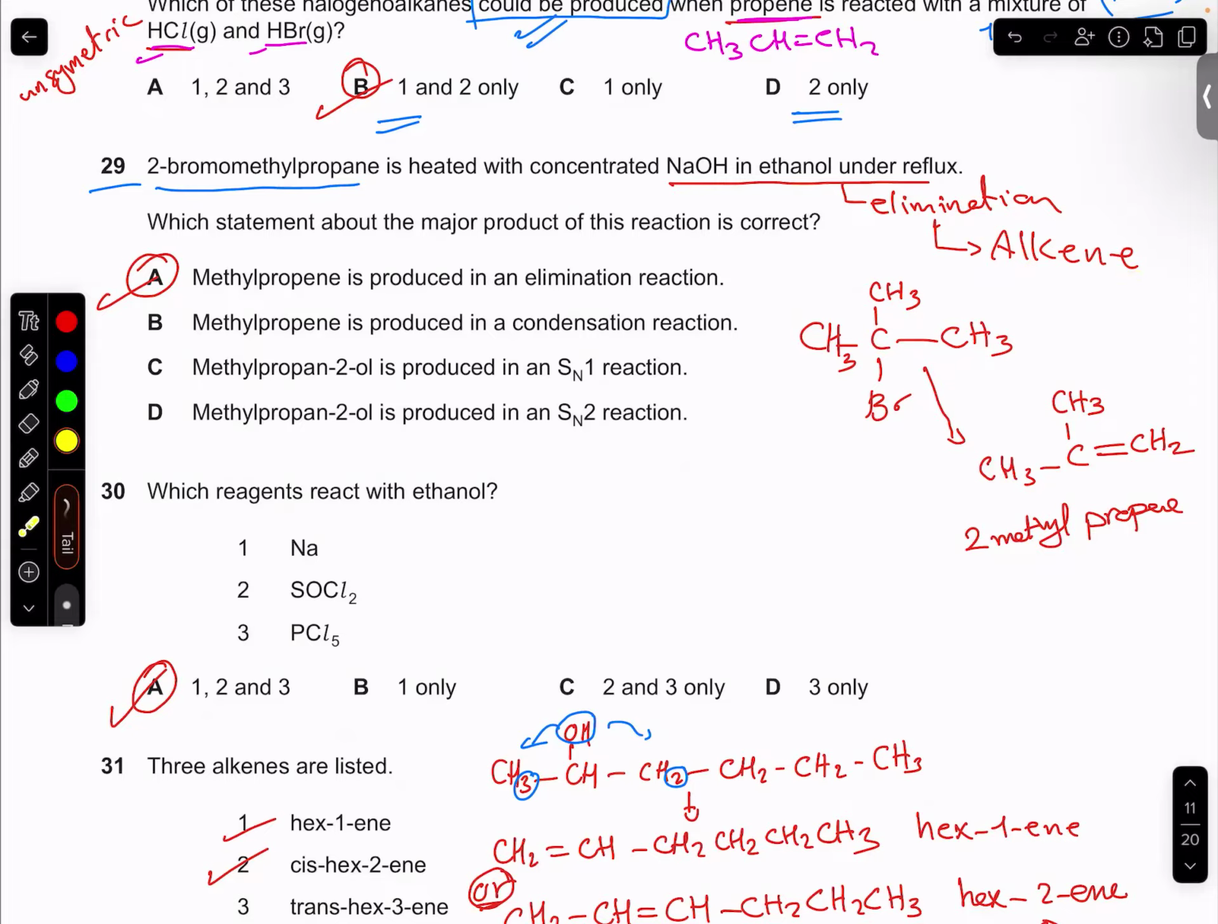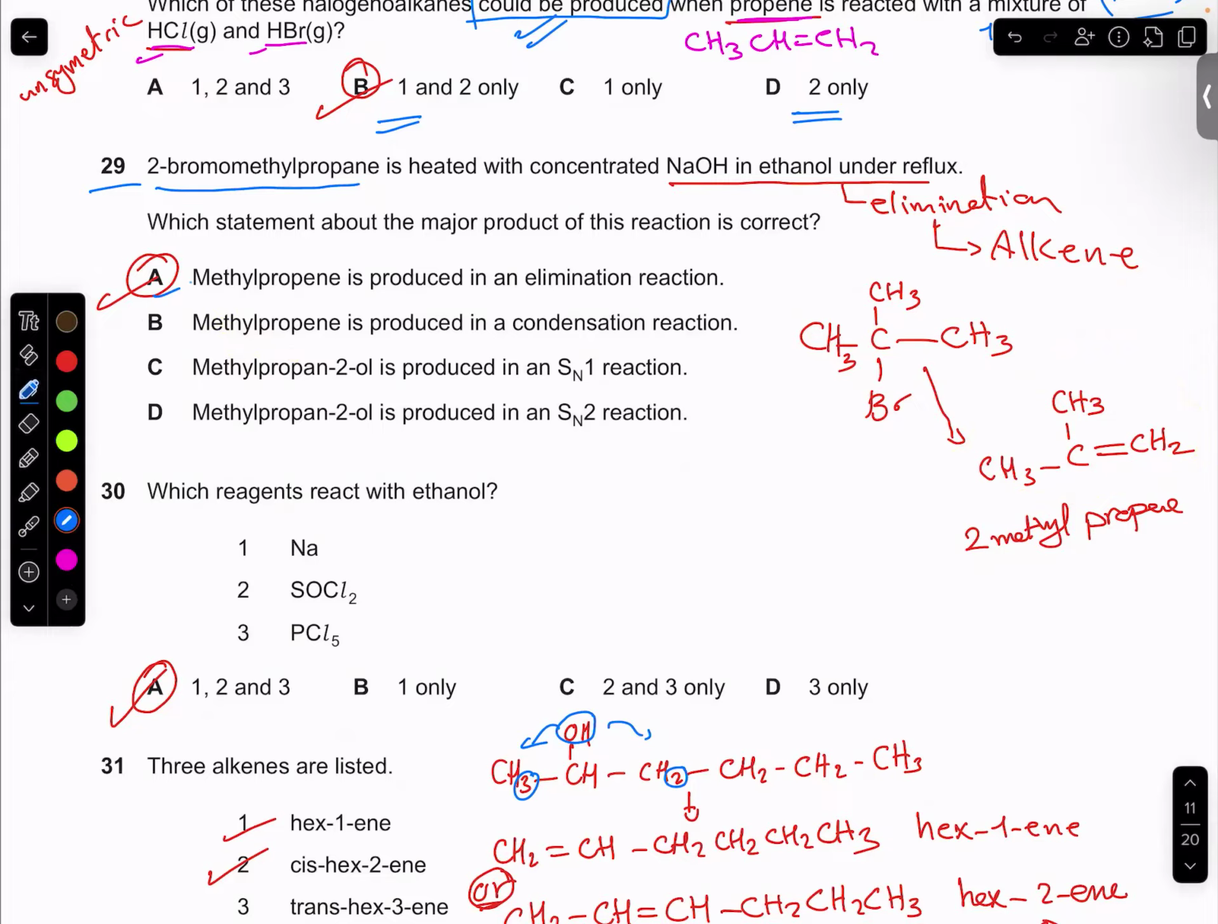So NaOH aqueous produces alcohol, and NaOH in ethanol produces alkene. So here, to produce the alkene, we will remove this Br and one of these H's, and both of them are the same. So we will remove this one and one H from here. So we will get this compound. This compound is 2-methyl propene or methyl propene. So methyl propene is produced.